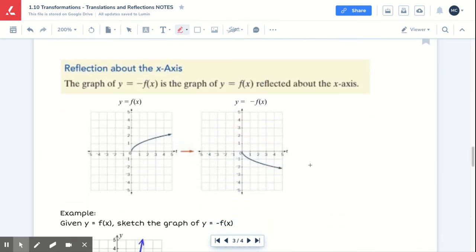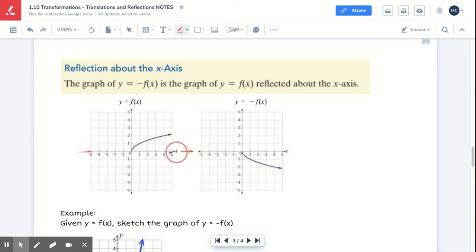Our next transformation is a reflection about the x-axis. So this says that the graph of y equals negative f of x is the same as the graph of y equals f of x, but reflected about the x-axis. So that means your x-axis is acting as a mirror here.